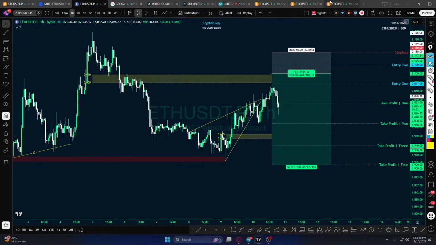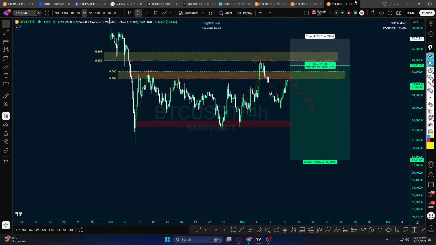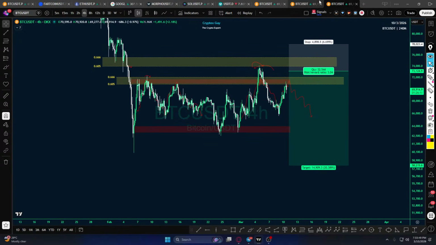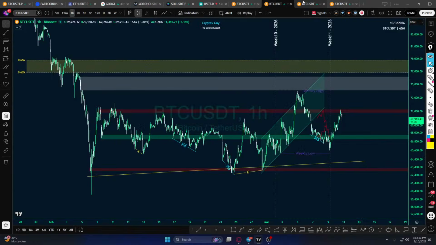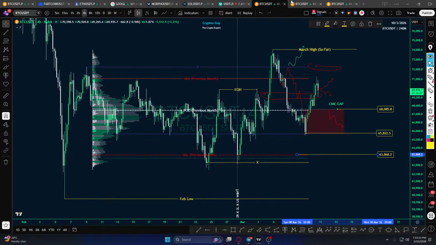Then in Ethereum, we have TP1 done. I haven't updated yet, so if you have TP1 done on Ethereum, just book it. Move stop loss to entry, I will share it afterwards. And that's how it's done. Yep, this is my chart.